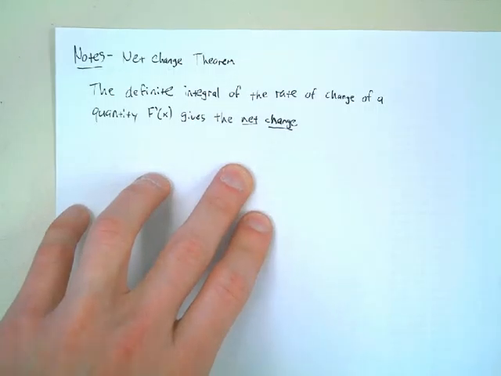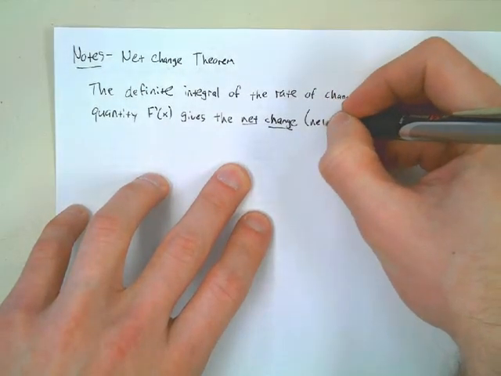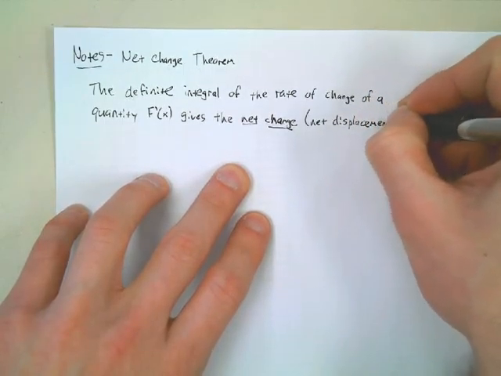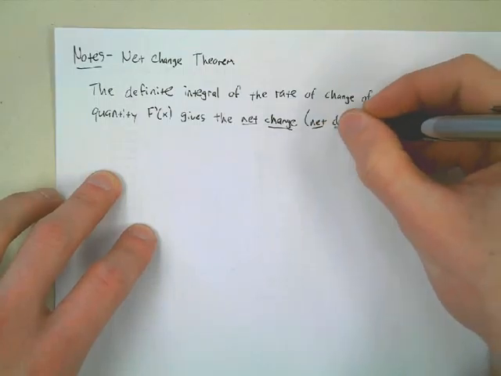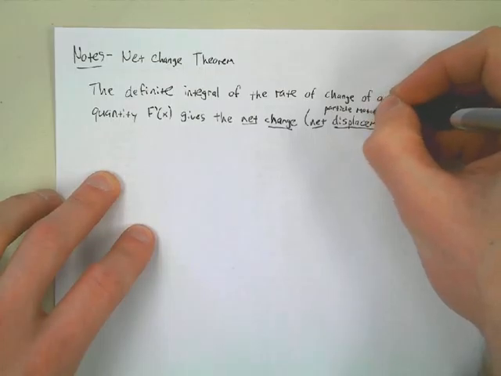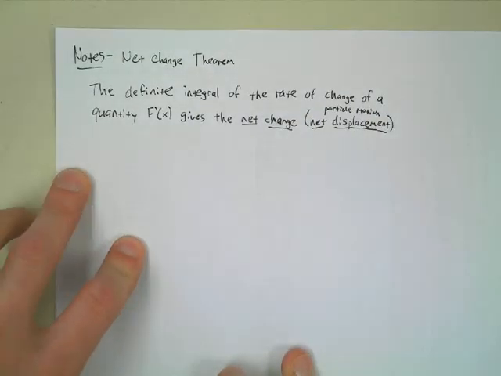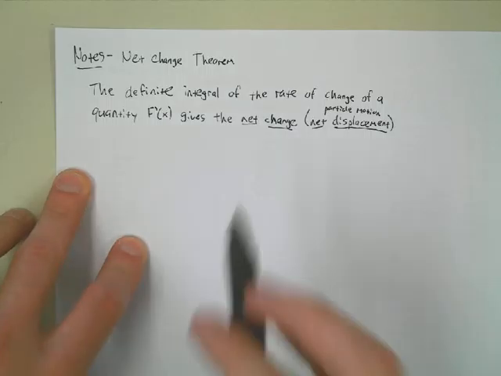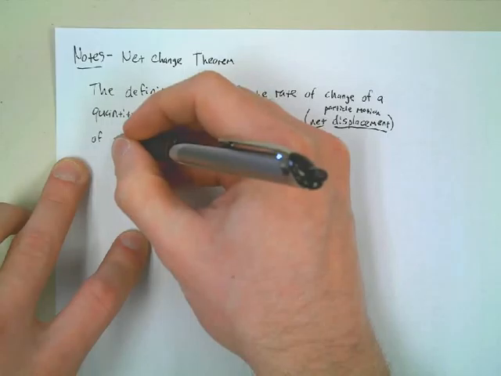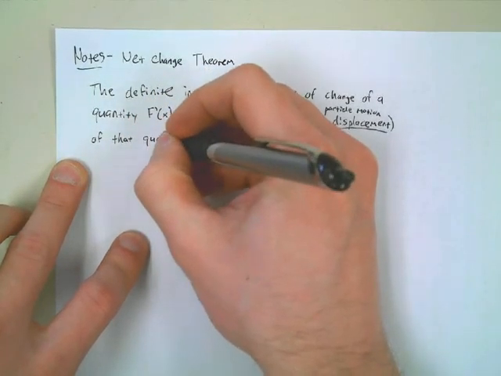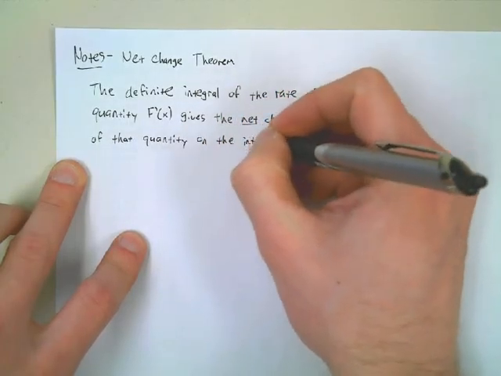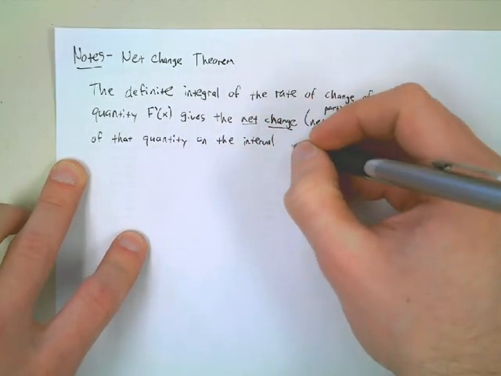Sometimes in particle motion, that's called the net displacement. I'll put that above it there. So in particle motion, we call it net displacement sometimes. It means the same thing. So it gives the net change or net displacement of that quantity on the closed interval from a to b.